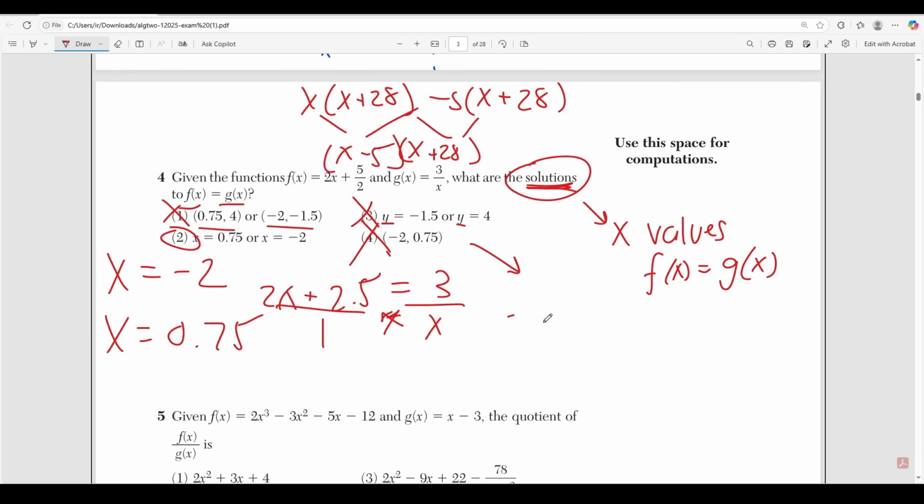It's saying that -2 is your x value and 0.75 is your y value, even though you know that both of these are your x. So you have to explicitly state that they're both equal to x, okay?